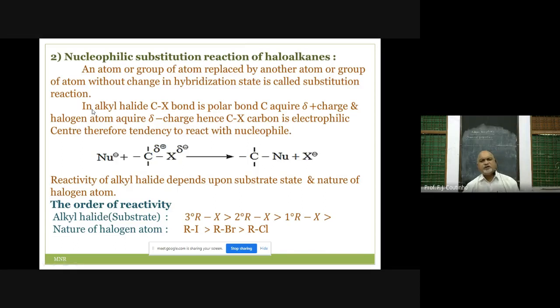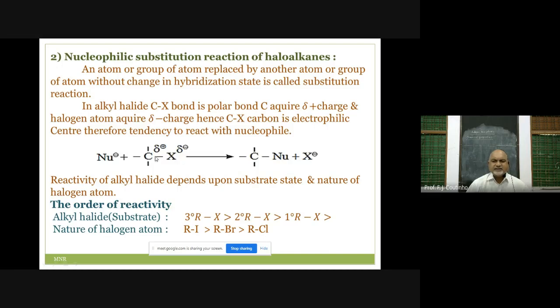The second one is nucleophilic substitution reaction of haloalkanes. I said to you earlier that this nucleophile could be OH minus. And here, this is an alkyl halide, where this is a carbon to which some substituent is attached, maybe hydrogen. Consider this is a hydrogen. So this is methyl halide. So there is a delta positive charge, inductive effect, and a delta negative sign. So in alkyl halide, the C-X bond is a polar bond because this carbon acquires a delta positive charge and the halogen acquires a delta negative charge.